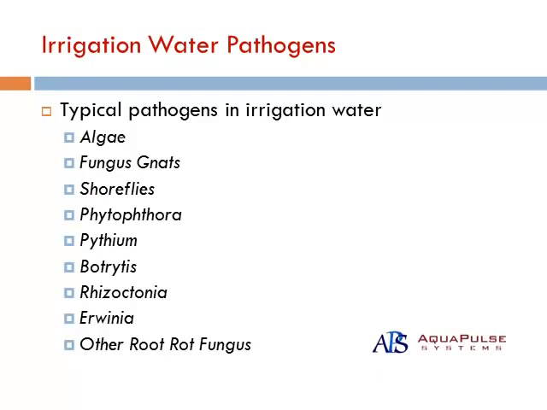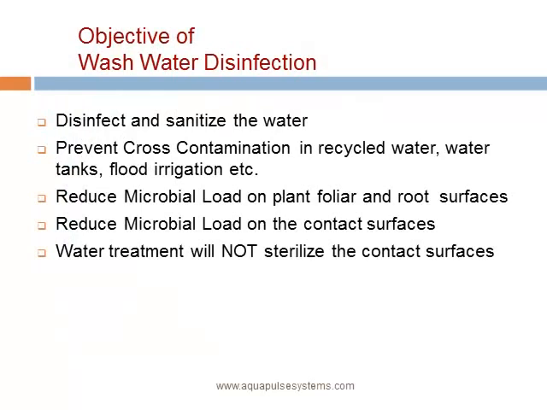Water may contain pathogens such as algae, fungus, Phytophthora, Pythium, and other root rot organisms. We want to disinfect and sanitize the water in order to prevent cross-contamination, to reduce microbial load on the foliar surfaces, and on the roots to prevent disease. However, water treatment with a sanitizer will not remove the pathogen once it's infected the plant.